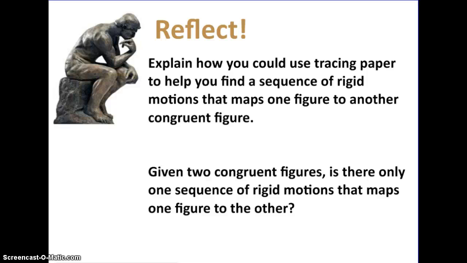The only thing that we can't do here is dilate with the patty paper or the tracing paper. You can't make it bigger or smaller. So we can use rigid motions, but we cannot use dilation. So it's another way to remember that dilation doesn't fit. Alright, when given two congruent figures, is there only one sequence of rigid motions that maps one figure onto the other? Really, we could say no.